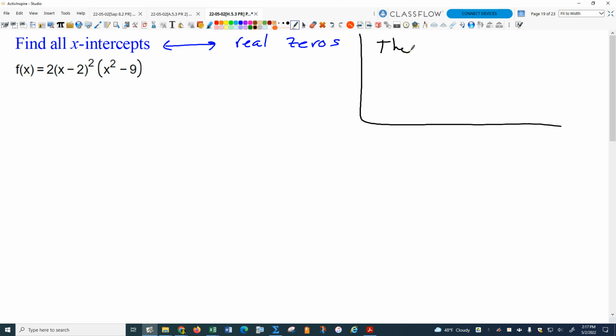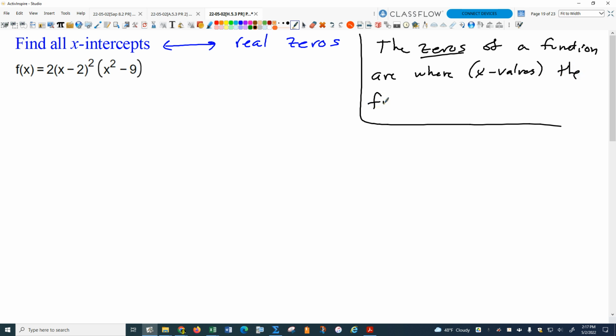The zeros of a function are where, when I say where a function equals something, I mean x values, right? So the x values where the function equals what? 0. That's it. The zeros are where the function equals 0.